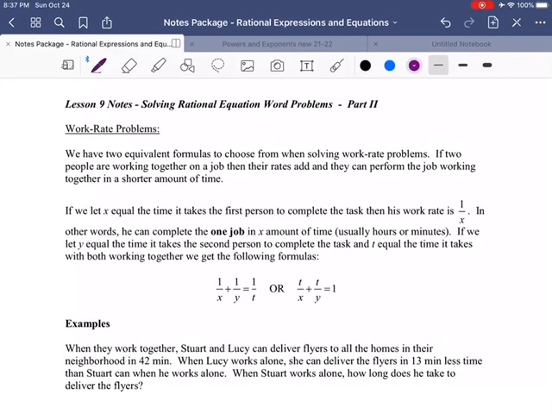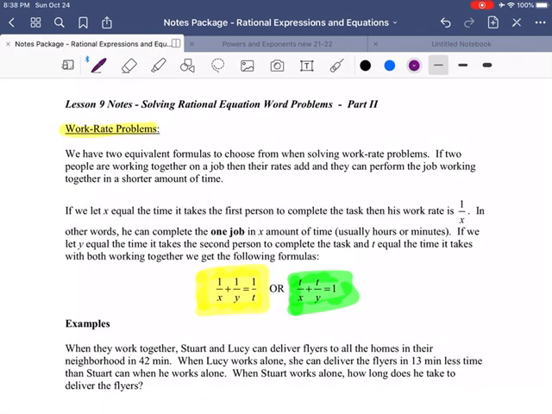All right, folks. Lesson 9, Solving Rational Equation Word Problems, Part 2. So these deal with work rate problems. The ones we were doing last day were generally distance, velocity, and time. If it involves distance, velocity, and time, you're going to be making that chart. If it involves work or rate, you're going to be using one of two formulas here. They're basically the same. They're just set up in different forms.